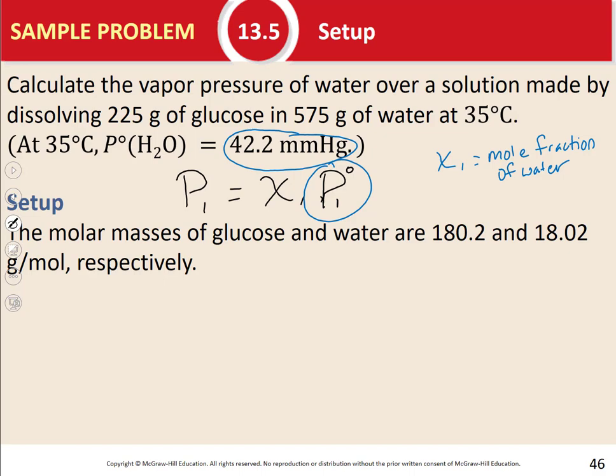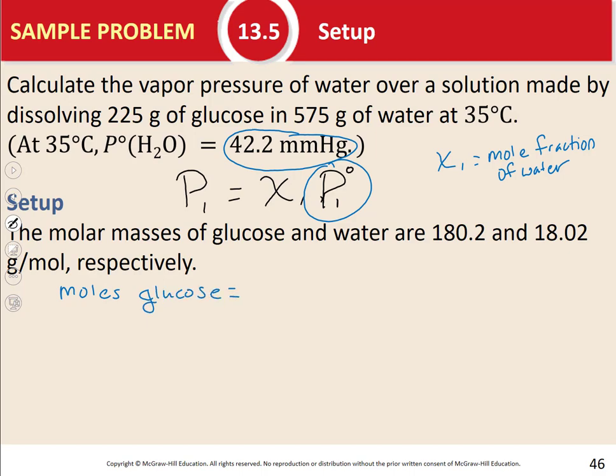How do you convert grams to moles? Divide by the molar mass. And in the setup there, we've gone ahead and gotten the molar mass. If you didn't have that setup, you would just add off the periodic table carbon, hydrogen, oxygen for glucose, and then hydrogen and oxygen for water. So let's find first moles of glucose.